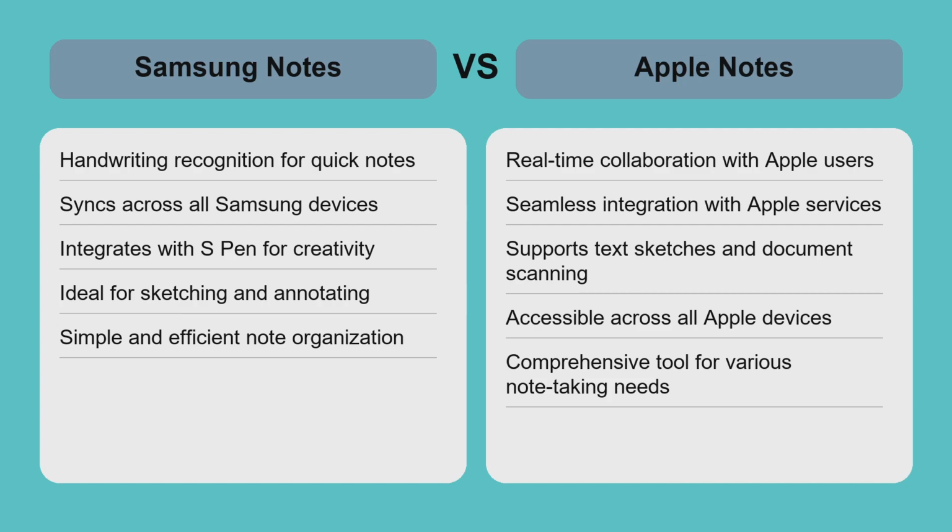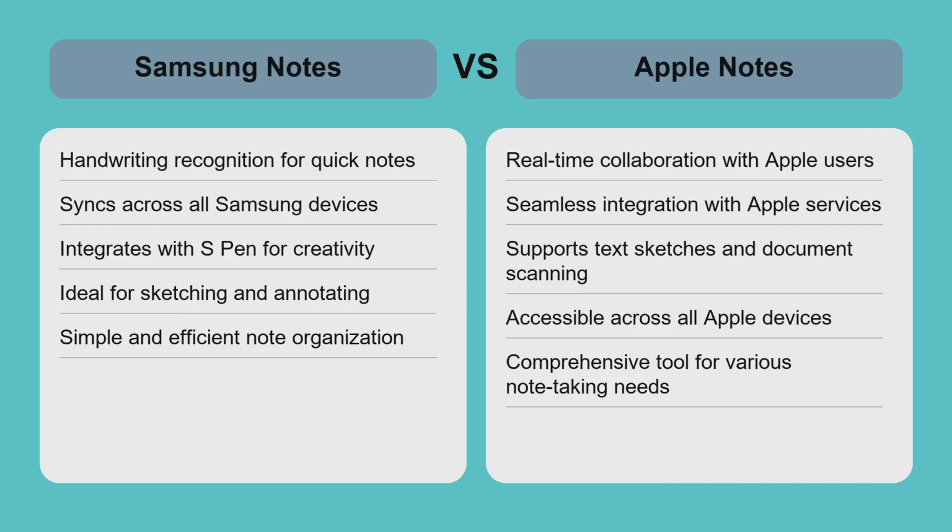Samsung Notes excels in creative features, especially for users with an S Pen, making it perfect for sketching and handwritten notes. On the other hand, Apple Notes shines in collaboration and integration with other Apple services, making it ideal for team projects. If you frequently switch between devices, Apple Notes offers better cross-platform accessibility. However, if you prioritize a feature-rich experience on a Samsung device, Samsung Notes may be the better choice.